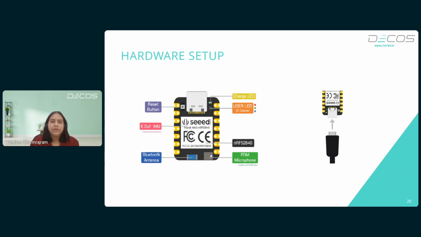This is the hardware setup. We are using a Seeed Studio board with a Nordic nRF52840 ARM Cortex M4 processor running at 64 MHz. It has 256 KB RAM, 2 MB onboard flash memory. It has an onboard 6-axis accelerometer and PDM microphone. It also has Bluetooth 5.0. We also need a USB Type-C cable to connect the board with the PC.